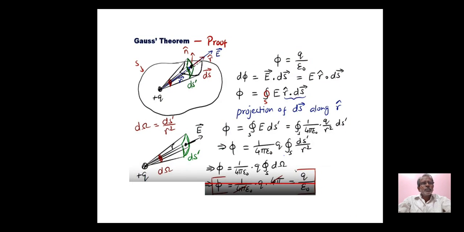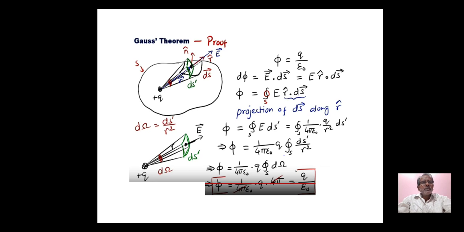Now, proof of Gauss's theorem. The statement of Gauss's theorem to be proved here is phi equal to q upon epsilon naught mathematically. For this, we consider a surface S, and over that surface consider an infinitesimally small surface element ds. The surface S encloses a point charge plus q.